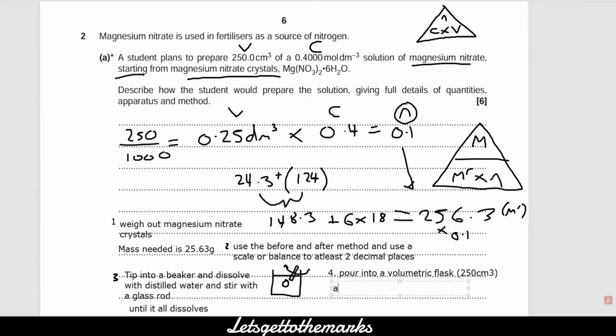What else do we want to do? Add the washings. Now, what are your washings? Your washings are basically, you might have some salt attached to the glass rod. So what you need to do is rinse the beaker out, wash down the rod and get all of those rinsings or washings into that volumetric flask. So add the washings from rod and beaker and make up, I'm running out of room, to the mark.